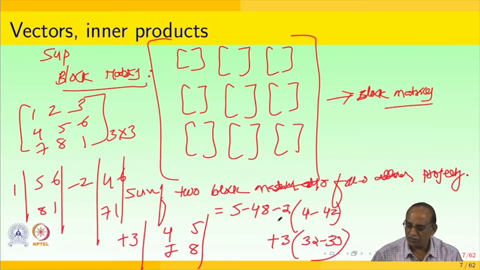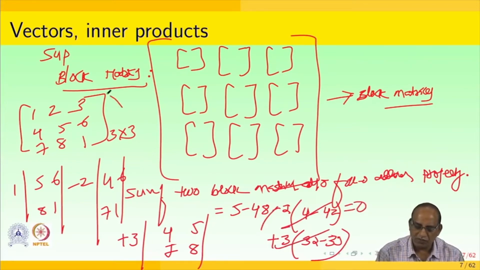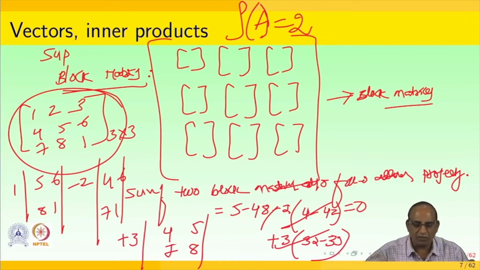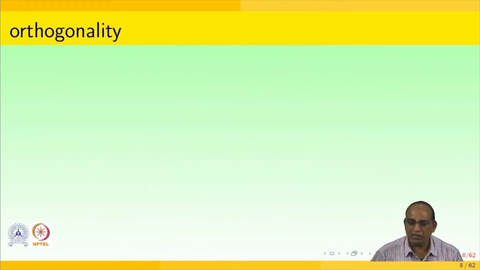If you simplify all these things, it turns out to be 0. So the determinant of 3 by 3 order is 0, and of 2 by 2 order at least one is not 0. So the rank of this matrix turns out to be less than 3, that is 2. It is one of the very, very important properties which we use in numerical linear algebra.